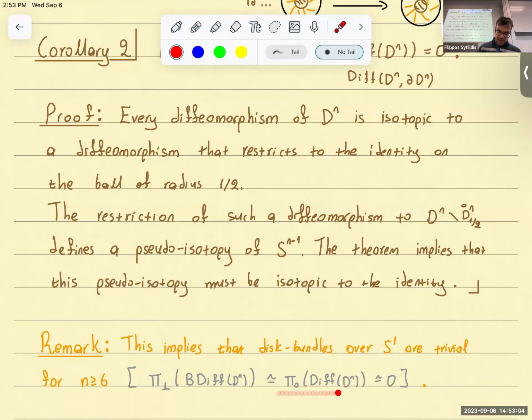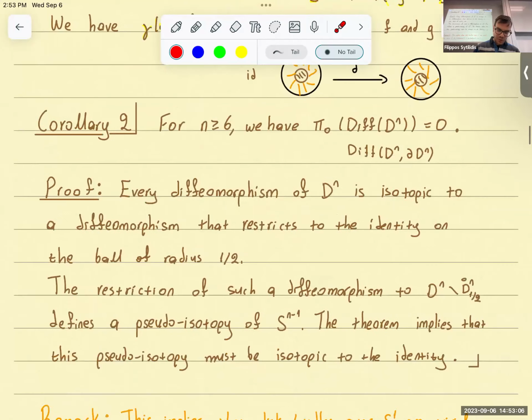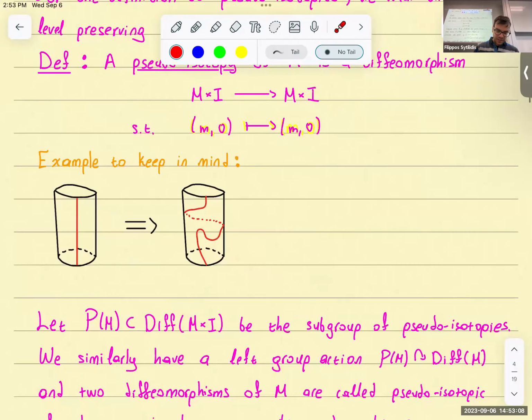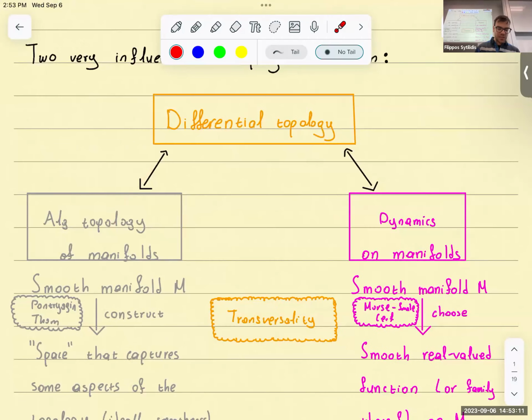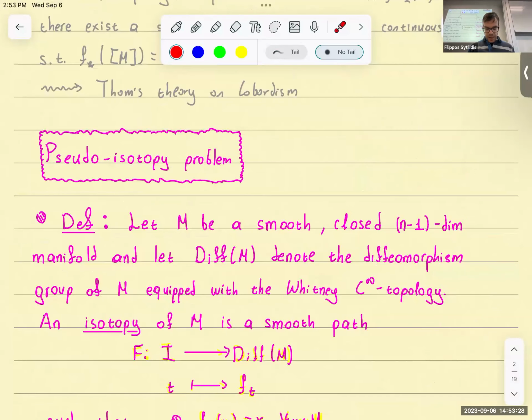I put that in gray because if you remember, gray was the color coding for this interplay between differential topology and algebraic topology of manifolds. That's probably the only example we'll see of that, but classifying spaces of diffeomorphism groups are really a part of this interplay. That's quite important.